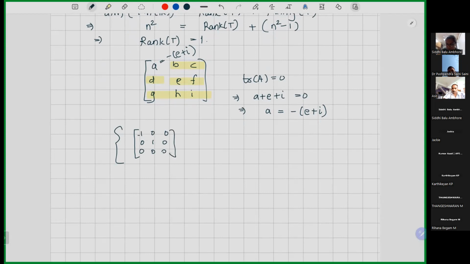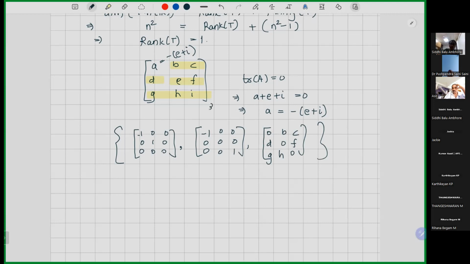This, comma, minus 1, 0, 0, 0, 0, 0, 0, 1, comma, this, everything 0, 1, 0, 0, 0. This and rest all elements. Let me write it in one go: B, C, D, E, F, G, H. This will form a basis. You can separate all these variables. So this 6, 7, and 8.